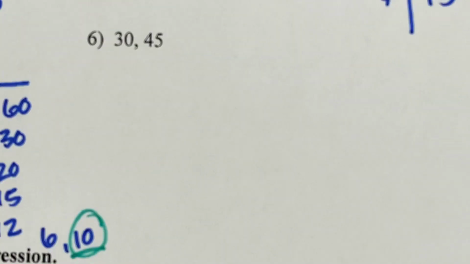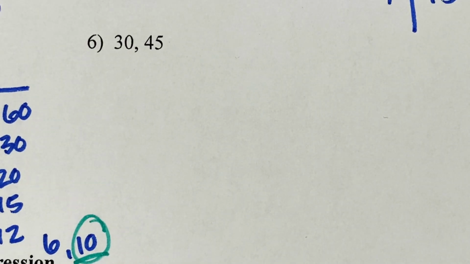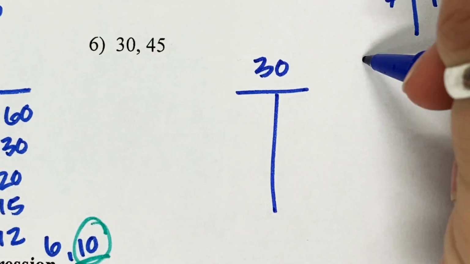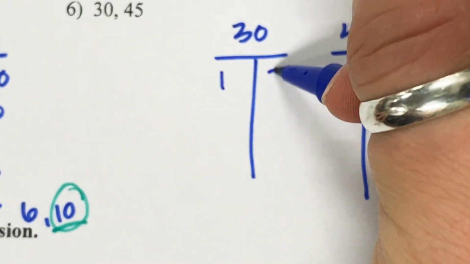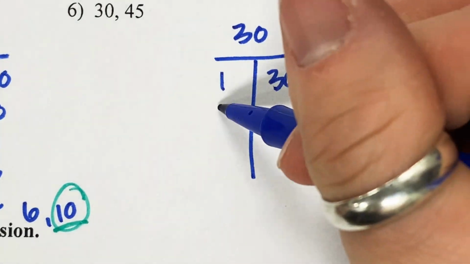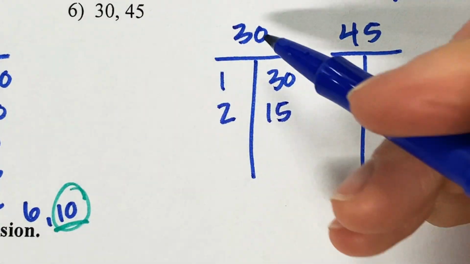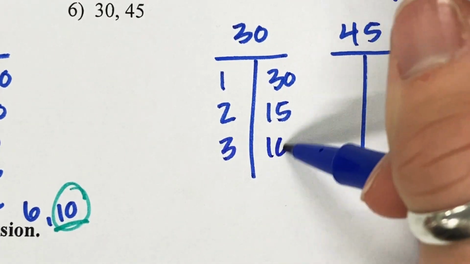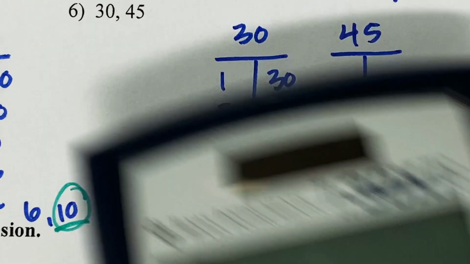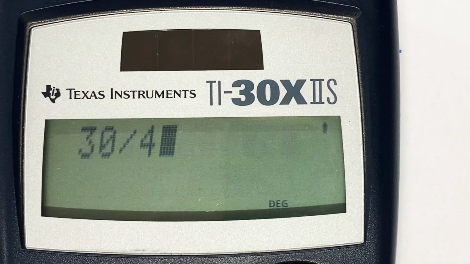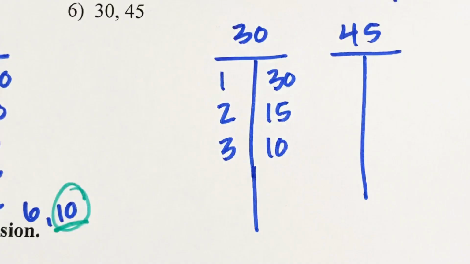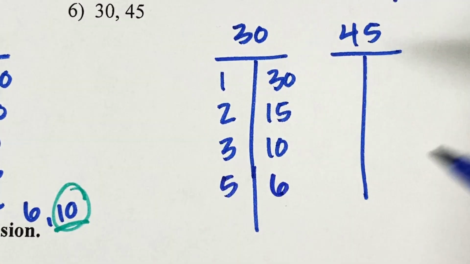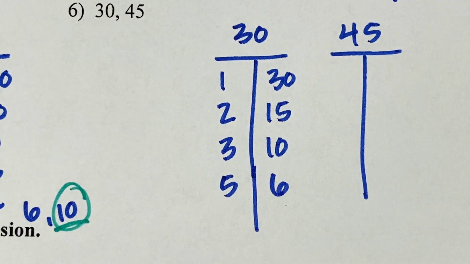Okay, so last one where we're trying to find the greatest common factor. Let's do 30 and 45. For 30, we have 1 and 30. It's an even number, so 2 times 15. Okay, 3 and 10. 4 does not go into 30, but if you wanted to check, you could. It gives me a decimal. Whoops, 30 divided by 5. Yep. 5 times 6, and 6 we already have, so we're done.